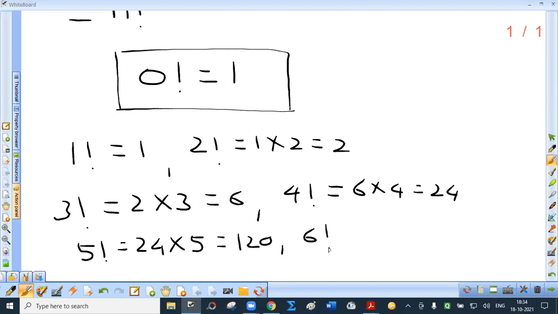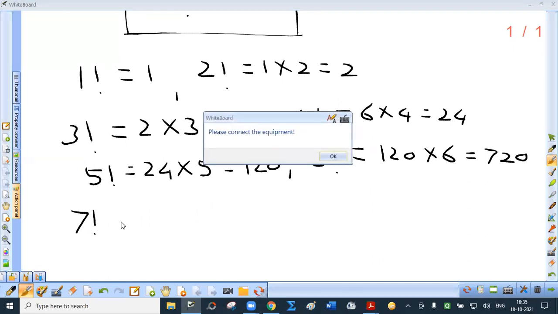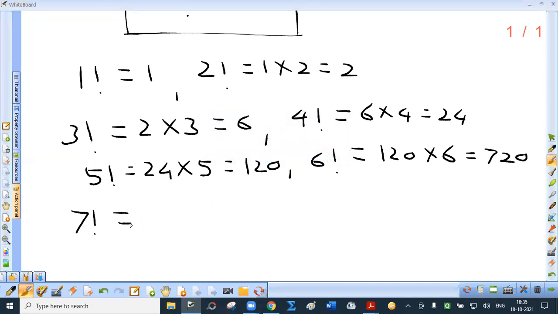6 factorial, product of first 6 natural numbers. So 120 into 6, that is 720. You are expected to remember at least till 7 factorial, product of first 7 natural numbers. So 720 into 7, that is 5040. Okay. So this is about factorial.